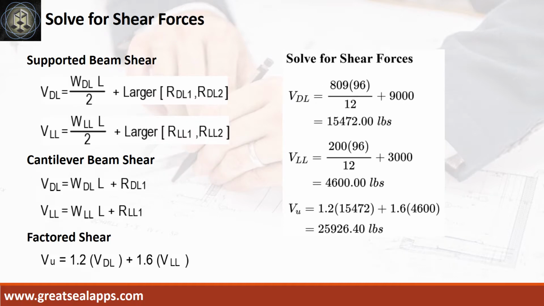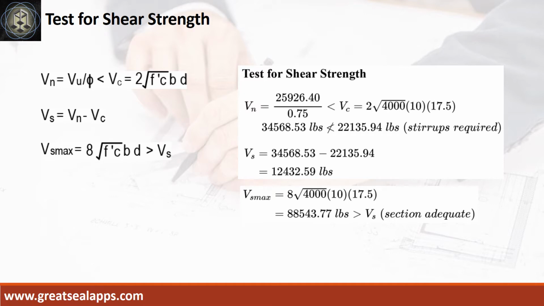The shear force for dead load is 15,472 pounds. The shear force for live load is 4,600 pounds, for a maximum shear force of 25,926.4 pounds.